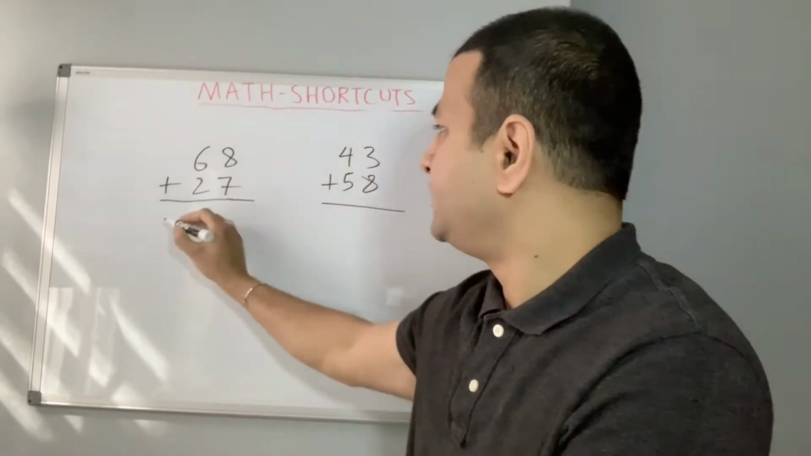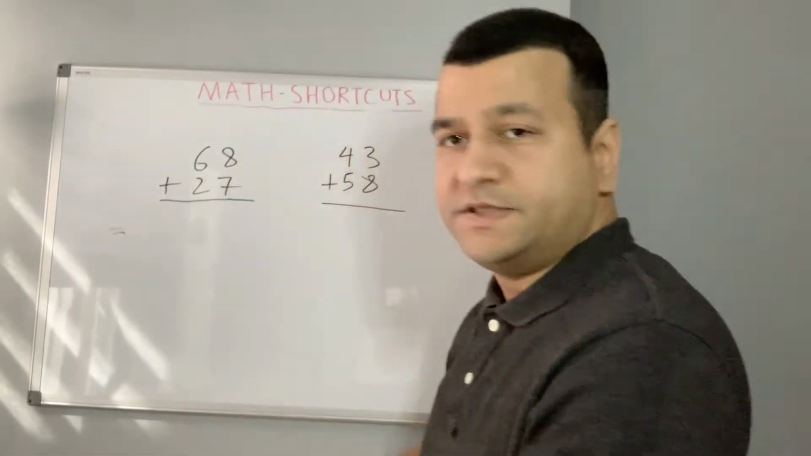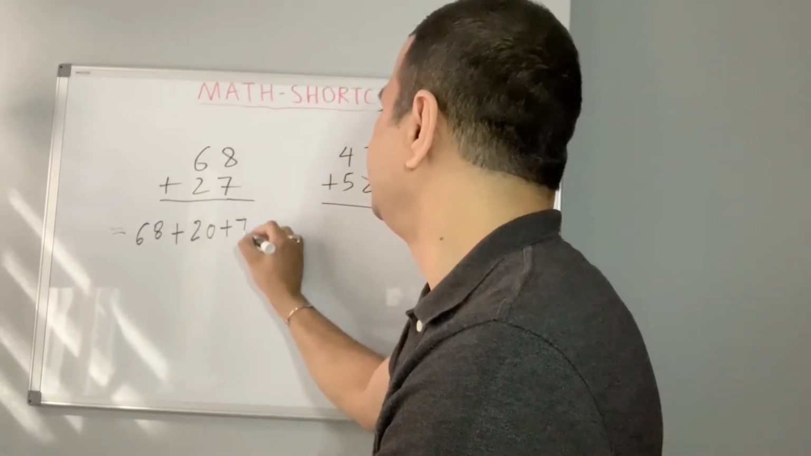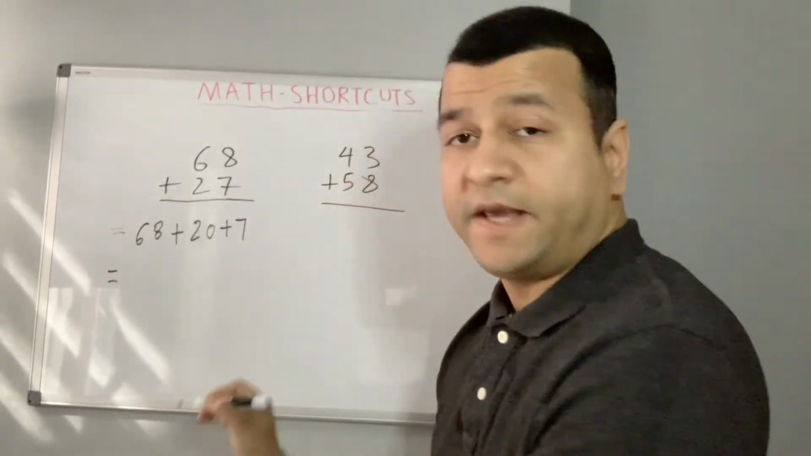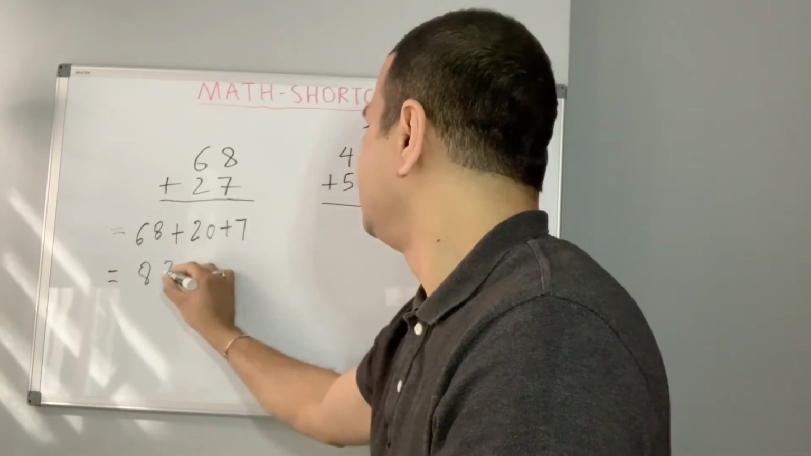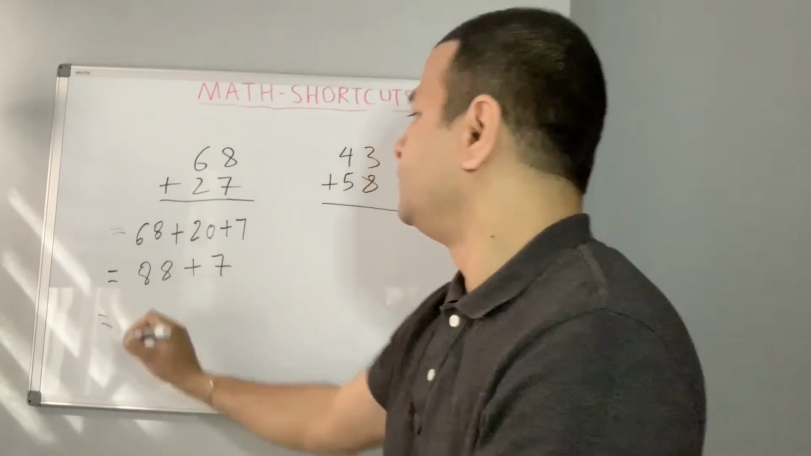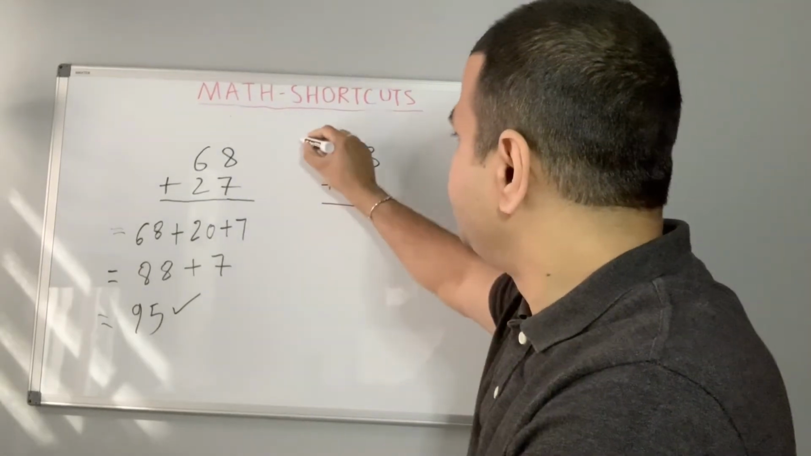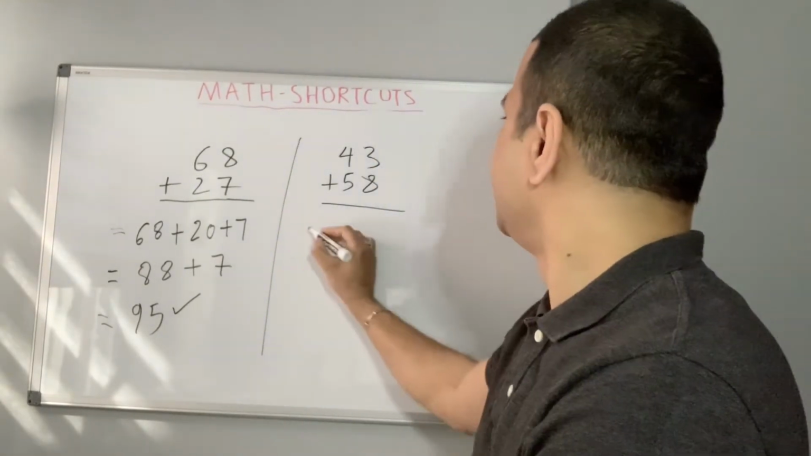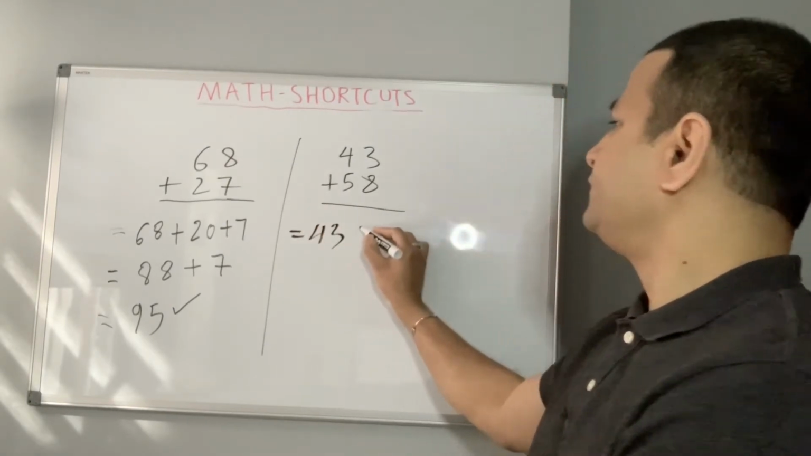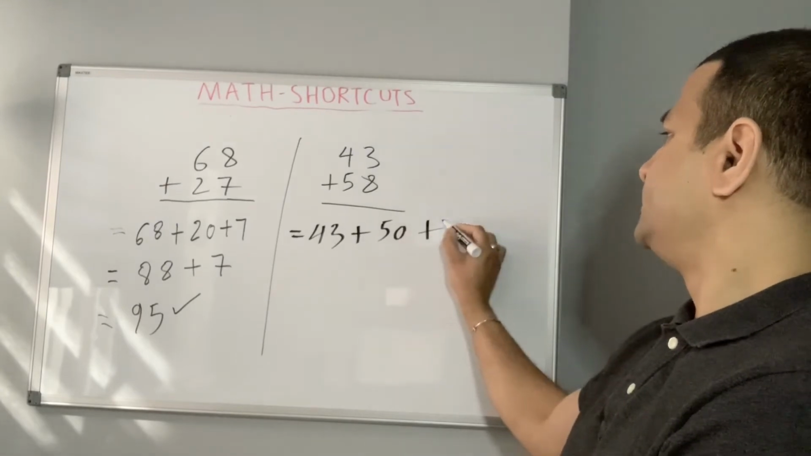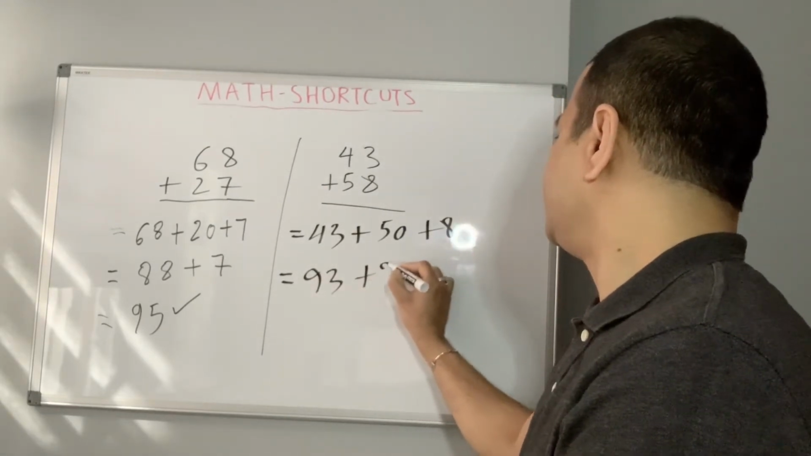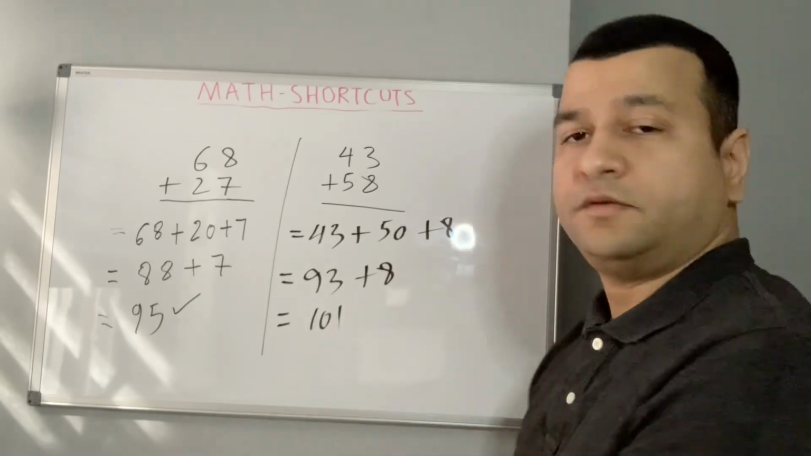So let's do 68 plus 27. You can write 68 plus 27 as 68 plus 20 plus 7, which will give you 68 plus 20 is 88, plus 7, and this will give you 95. Similarly, let's do another example, 43 plus 58. So 43 plus 58 can be written as 43 plus 50 plus 8, right? 43 plus 50 will give you 93, plus 8 will give you 101. See how fast this is?